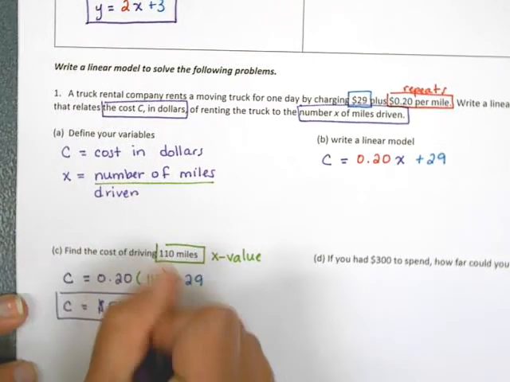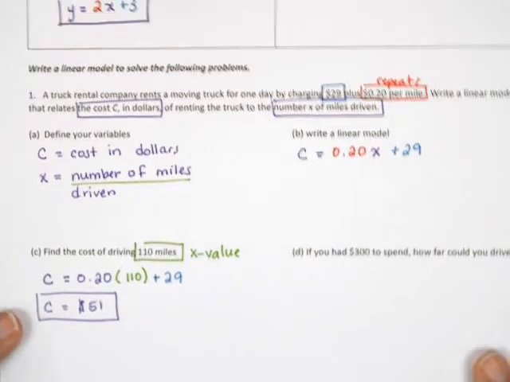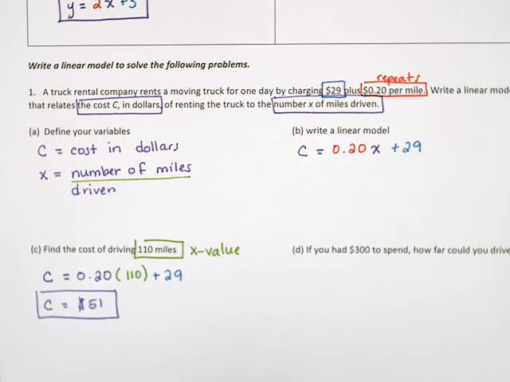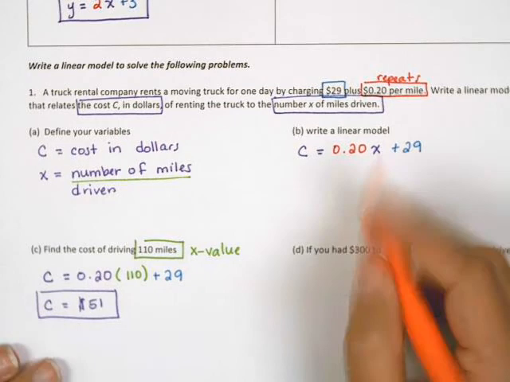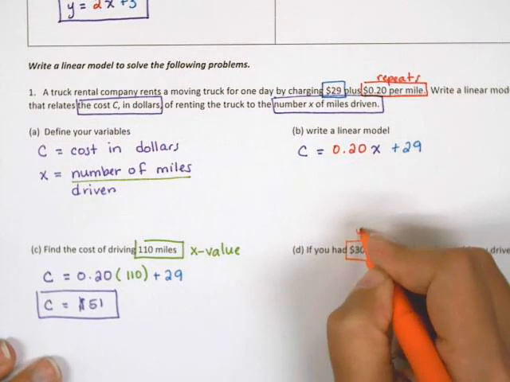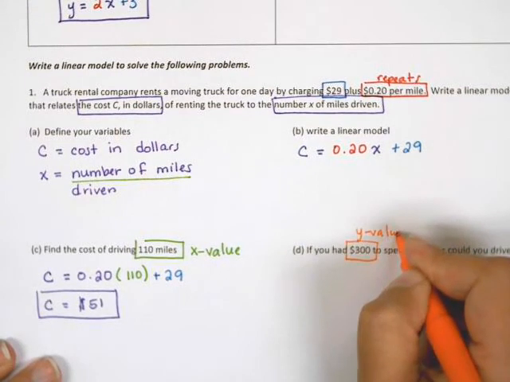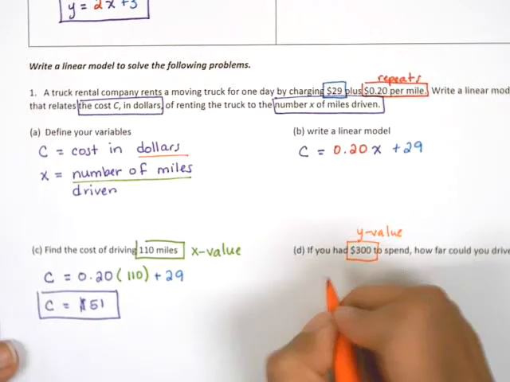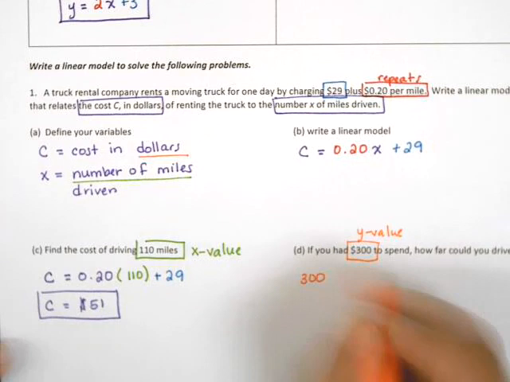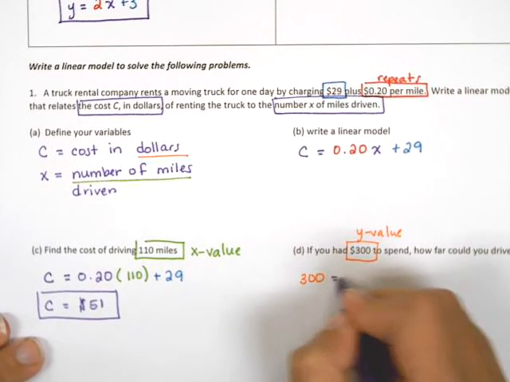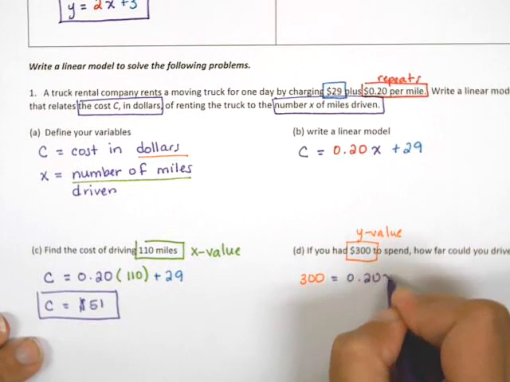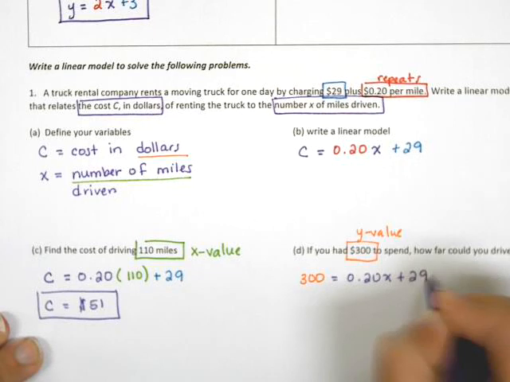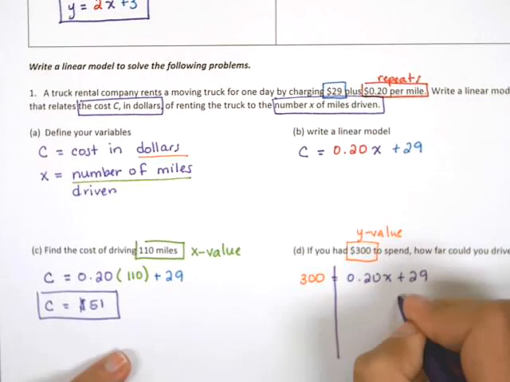In part D it says if you had $300 to spend, how far could you drive? Because $300 is a cost, it's going to be a y value, because in this problem, the number of dollars is the C. So I'm going to write 300 equals 0.20x plus 29, and I'm going to solve this equation.